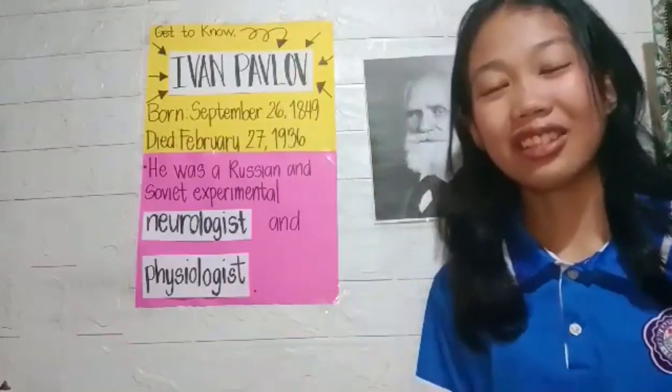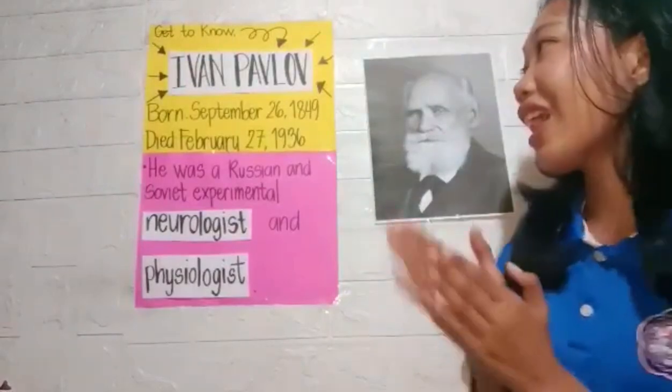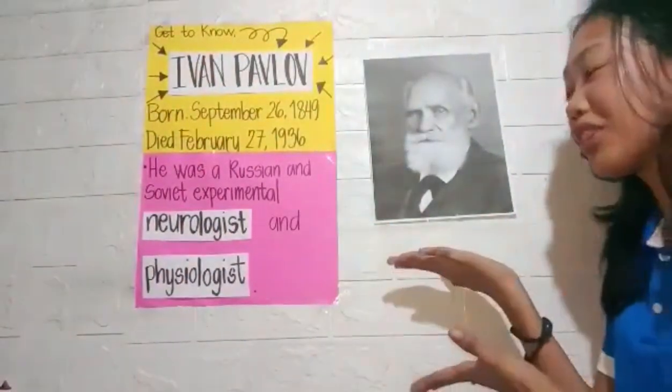So, in behaviorism, there are people behind it. They are called behaviorists. One notable behaviorist is Ivan Pavlov. So, this is what he looks like.